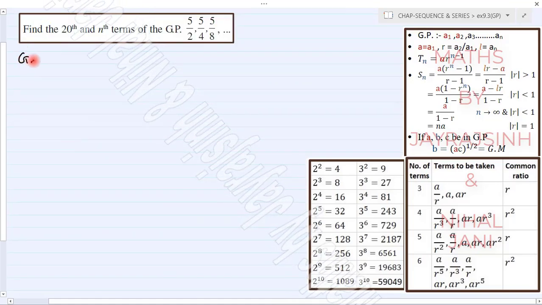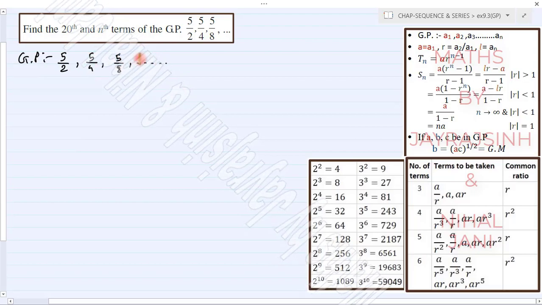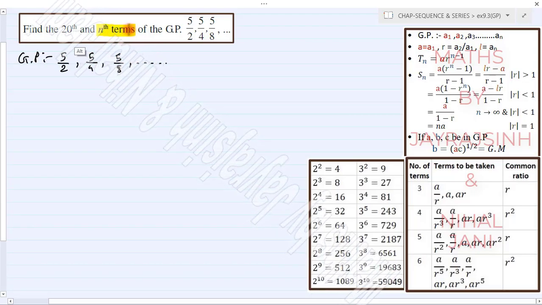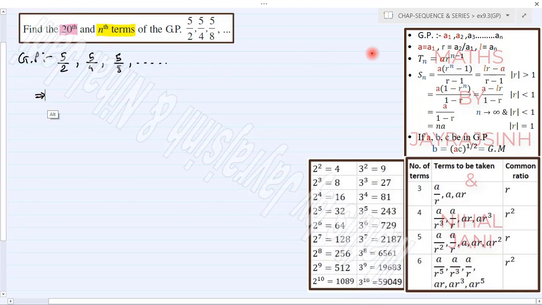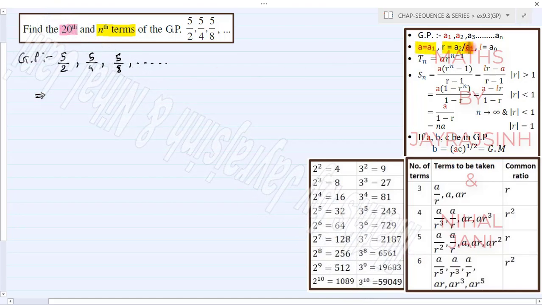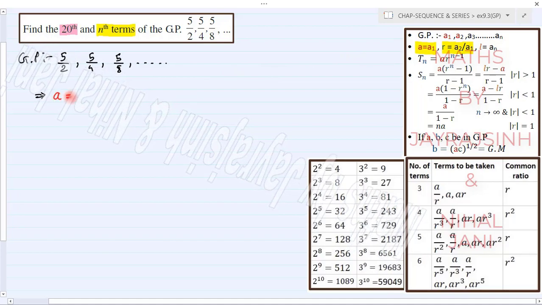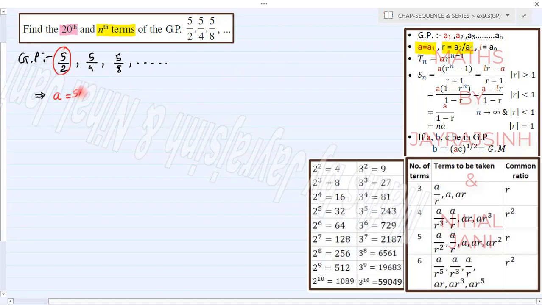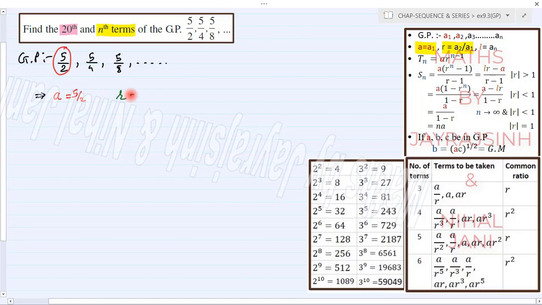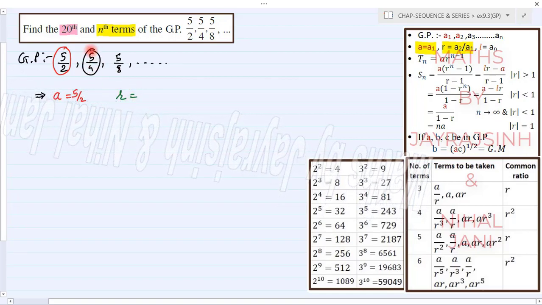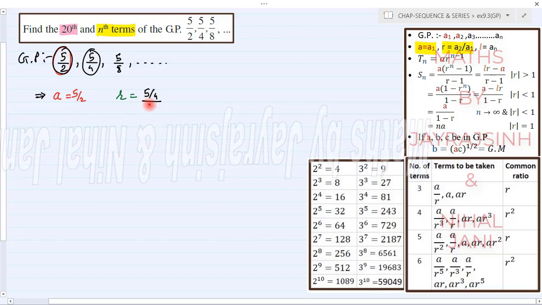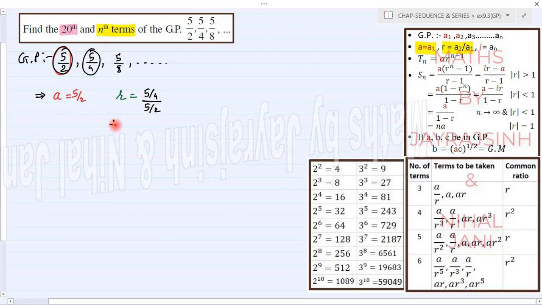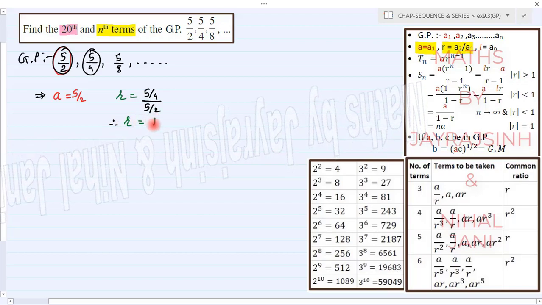In this question, we have one GP and we have to find the nth term and the 20th term. Now, from the GP, we have to collect its fundamental terms, which is the first term, which is 5 by 2 in this case, and the common ratio, the ratio of the second term to the first term. So, here we'll get the common ratio is equal to 1 by 2.